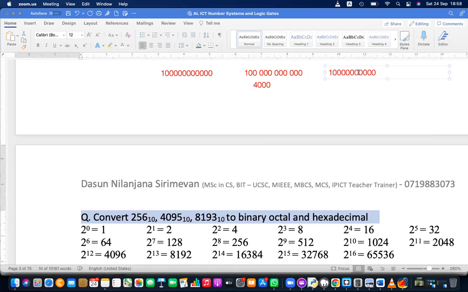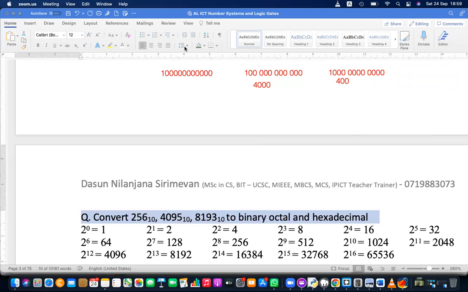Okay, then you can write this as 4 0 0. That is in hexadecimal.